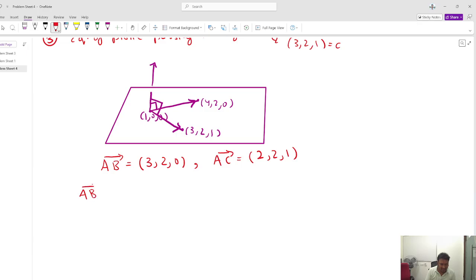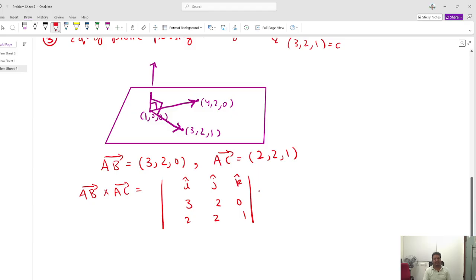So the cross product is a vector like this, which will be given by the determinant of i cap, j cap, k cap, and you write your vectors (3, 2, 0) and (2, 2, 1) like this. So what would it be? Corresponding to the i cap, you will have 2. Corresponding to the j cap, you will have minus 3, and corresponding to the k cap, you will have 3 into 2, 6, 6 minus 4, that is 2. So this is the vector which is orthogonal.